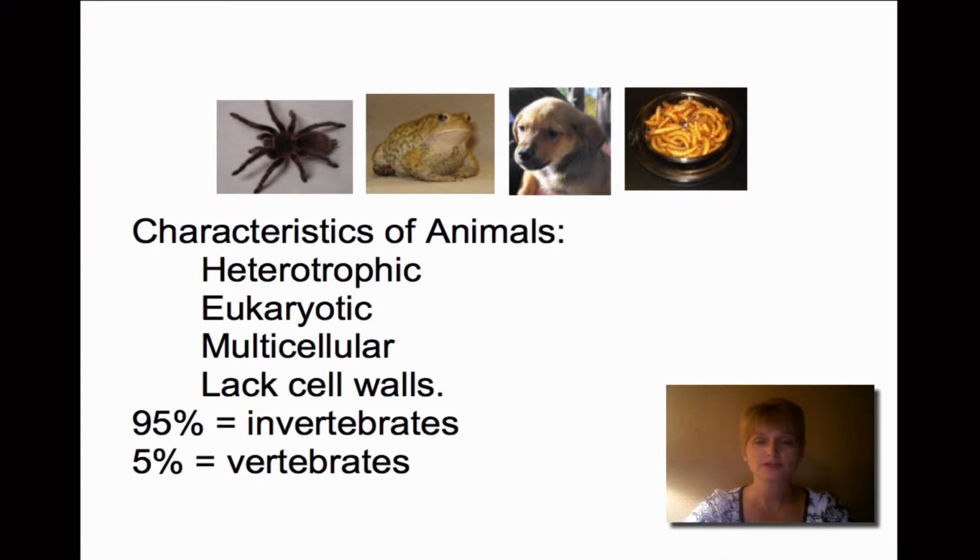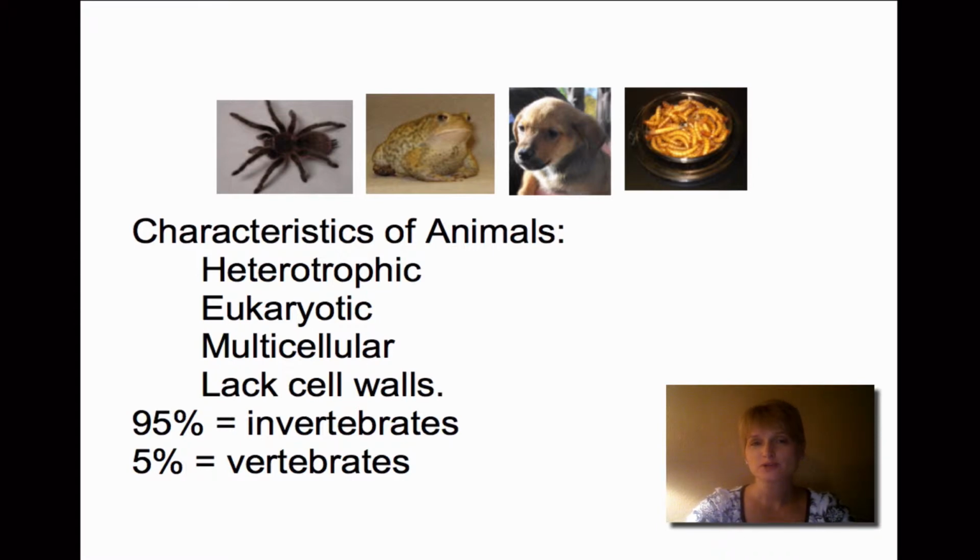The animal kingdom is very diverse, but there are some specific characteristics of animals. Animals are heterotrophic, so they have to consume other organisms for energy. Whether they consume plants or animals, they are consuming other organisms. They can't create their own energy. They have eukaryotic cells, which means their cells have a nucleus, and they are multicellular, so they have more than one cell, but they are different than plants because their cells lack cell walls.